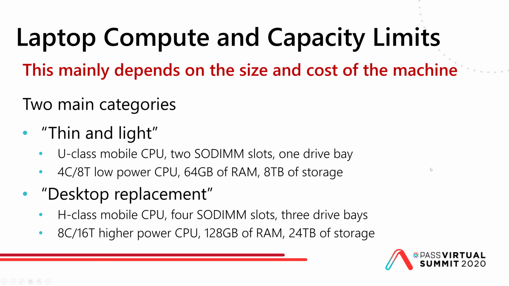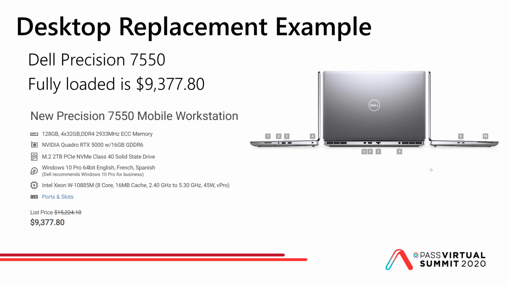So let's take a closer look at a laptop that's a desktop replacement. Here's a Dell Precision 7550, and fully loaded from their webpage, it's about $9,400. This is 128 gigs of RAM, the top of the line discrete workstation class video card, 3 M.2 drives, 2 terabyte drives, and then the top of the line CPU that they offer for that model. This is actually a ridiculous amount of money to pay for a home computer lab, but it shows you basically the compute and capacity limit of a desktop replacement class laptop.